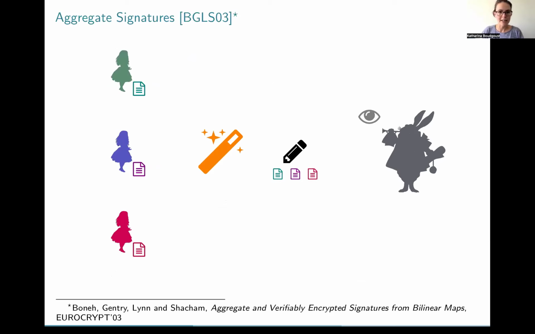This is a concept that was introduced in the early 2000s by Boneh, Gentry, Lynn, and Shacham, and is called aggregate signatures. The idea is that I have my three Alices on the left, and some magic going on, and then I will have what I show here as a black aggregate signature that accounts for all three messages. And I only have to send one single signature to the rabbit to verify.